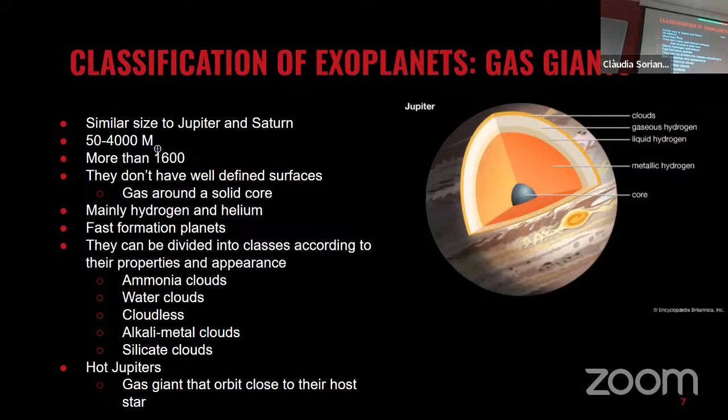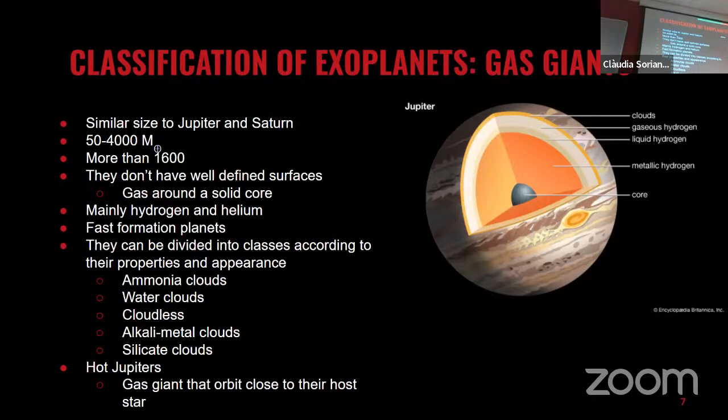One of the possible classifications of these gas giants, as there are more than 1,600, is to classify them by the appearance and the materials that we can find in the atmosphere. So we can find some of these gas giants which have ammonia clouds, some others have water clouds, some others might not have clouds, some others have alkali metal clouds, and some others have silicate clouds.